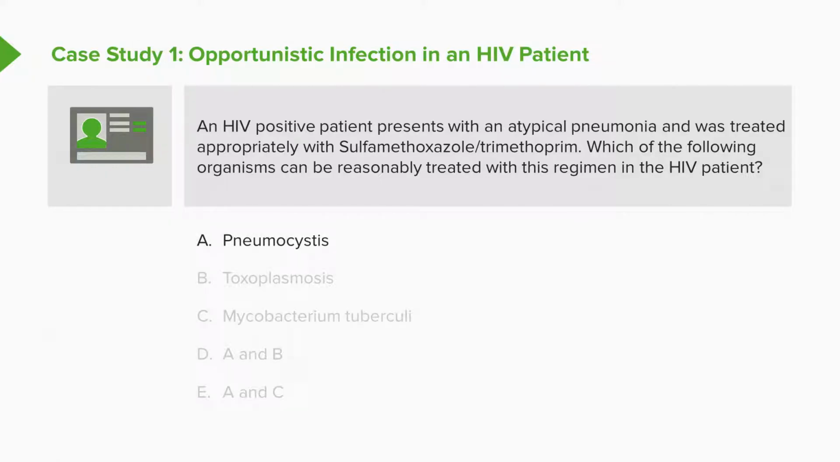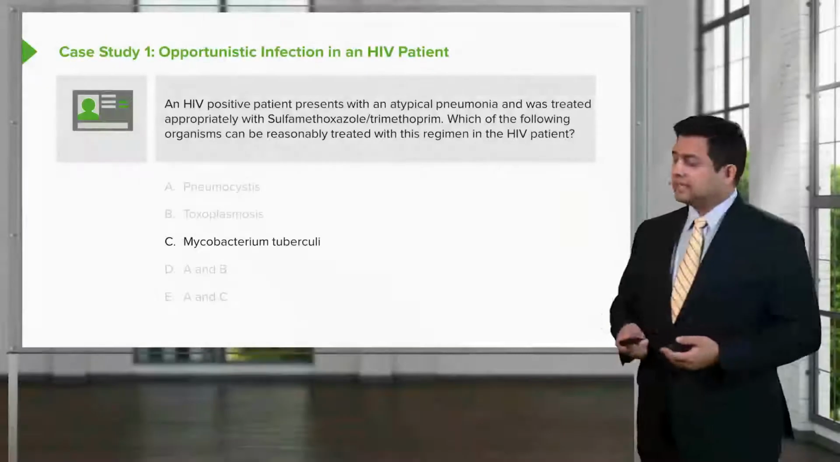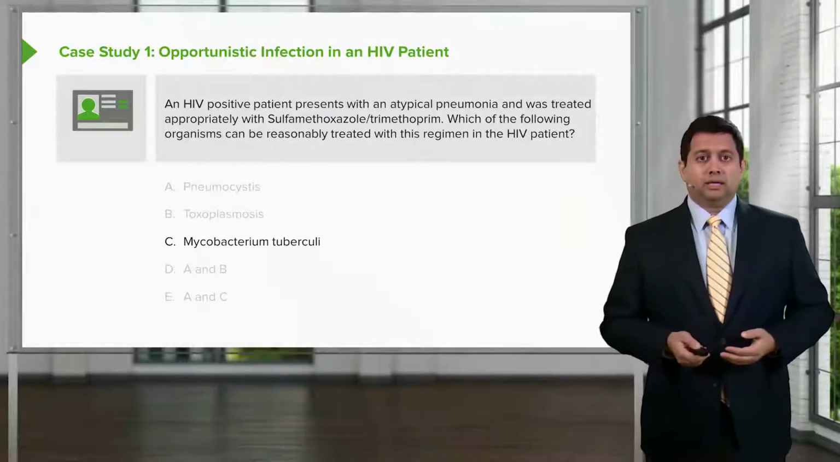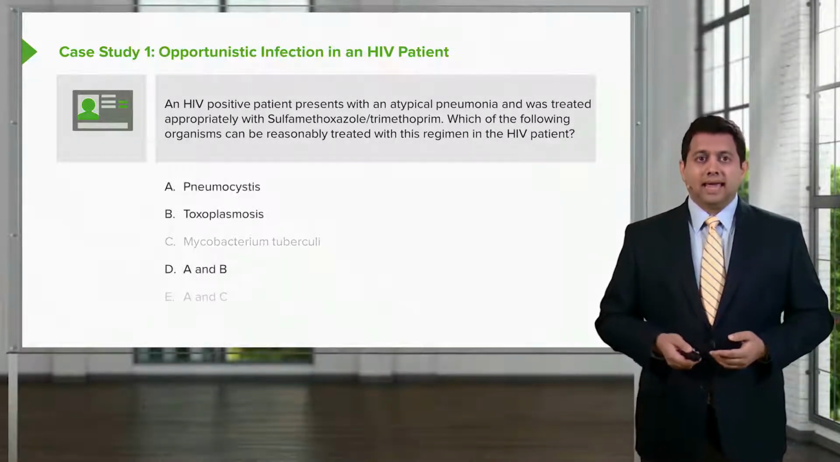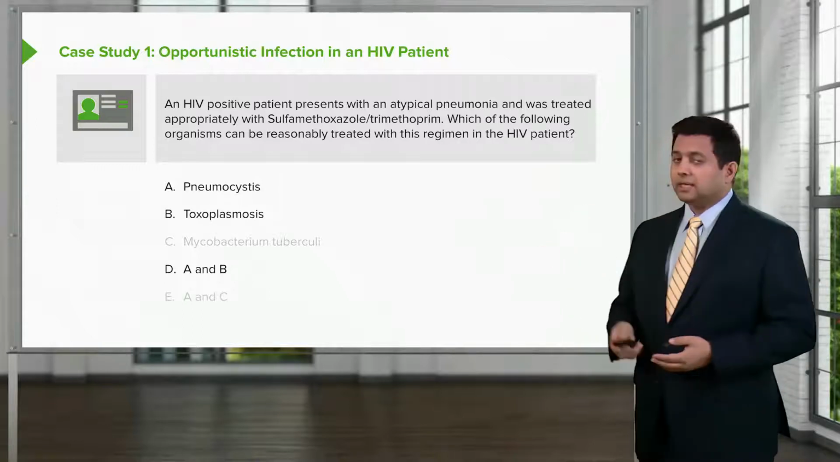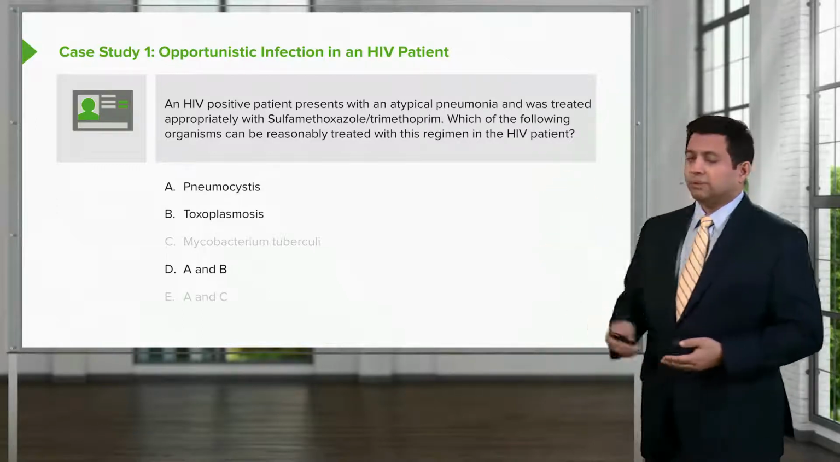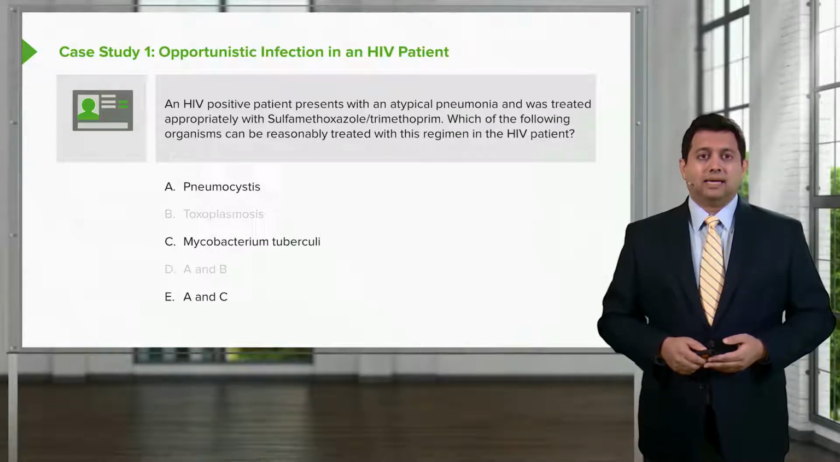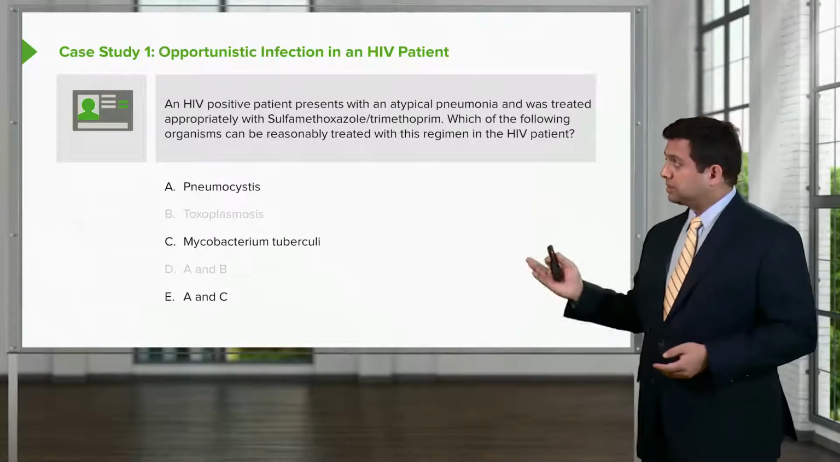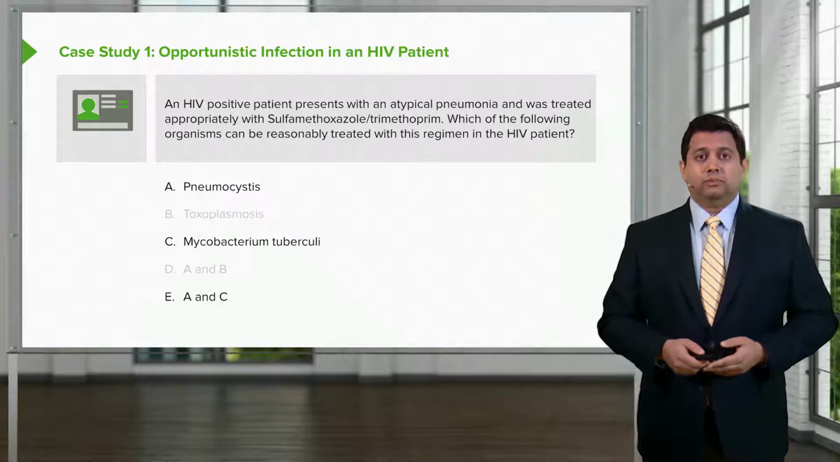Is it A, pneumocystis? Is it B, toxoplasmosis? Is it C, Mycobacterium tuberculosis? Is it D, A and B, which is both pneumocystis and toxoplasmosis? I've highlighted both of them there for you. Or is it A and C, which is pneumocystis and Mycobacterium tuberculosis?